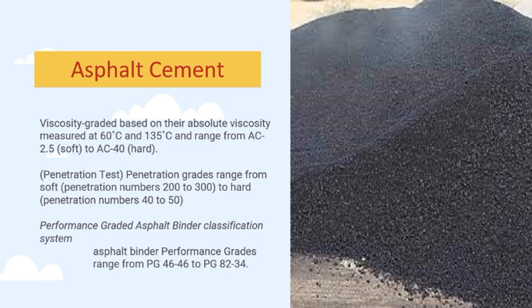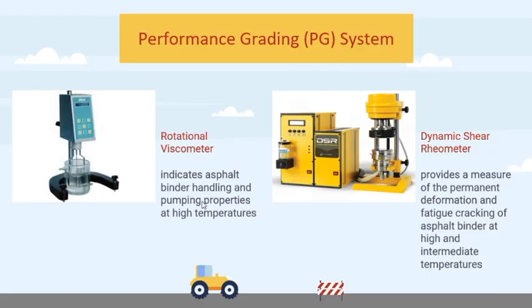So, to indicate the performance, the performance grade asphalt binder classification system has been developed. Yun yung PG, ito performance grade asphalt binder classification system. In this system, the first two digits indicate the average seven-day maximum pavement design temperature in degrees. So ito yung maximum, yung unang digits, and yung pangalawa naman is yung minimum. So parang pabaliktad siya.